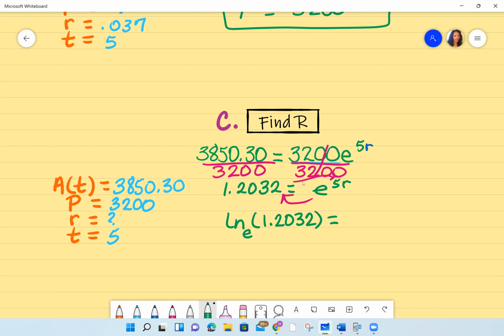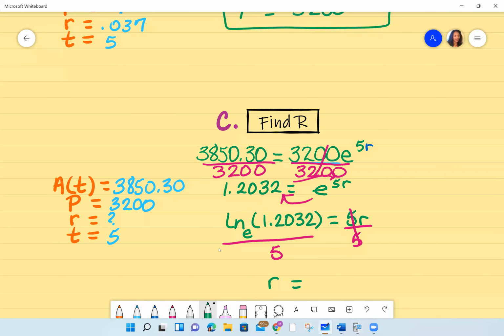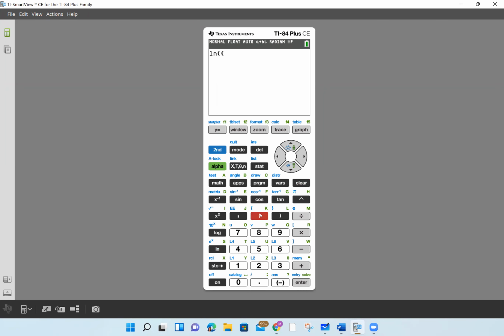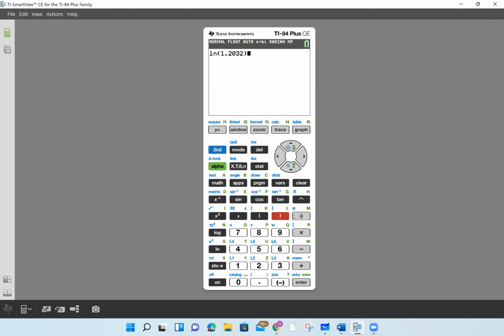Then I set it equal to the exponent. Well, I noticed that R is still not by itself, so I'm going to have to divide both sides by 5. And that will give me my R. So what I'm going to do is go to my calculator, type natural log, which is the LN button, and then I'm going to type in this parentheses. Oops, I already have a parentheses. Make sure you don't do that because it'll give you a different answer. 1.2032 in your parentheses, and I'm going to divide that by 5.